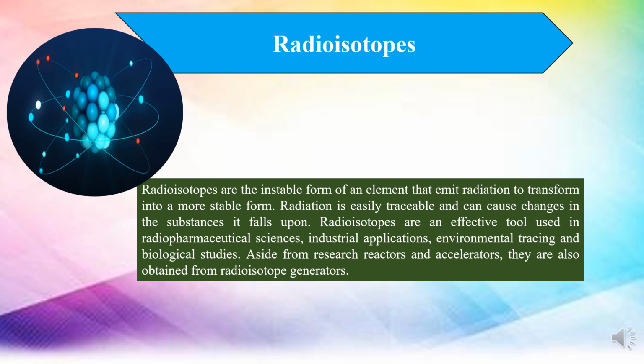Most radioisotopes are artificially produced in research reactors and accelerators by exposing a target material to intense particles such as neutrons or protons, followed by different chemical processes to bring them into the required chemical form. These are an effective tool used in radiopharmaceutical sciences, industrial applications, environmental tracing, and biological studies. Aside from research reactors and accelerators, they are also obtained from radioisotope generators.